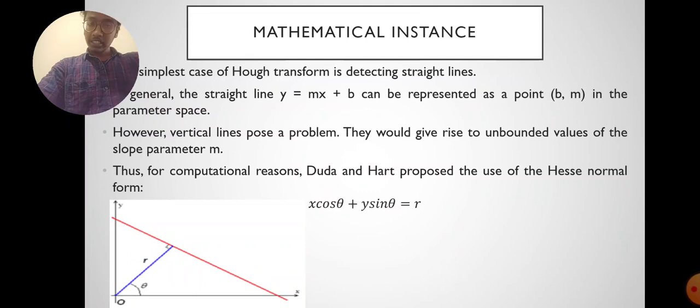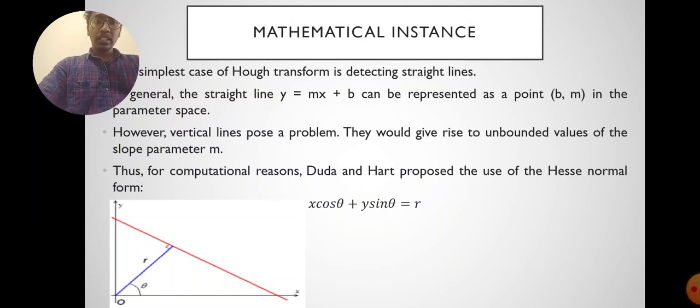So, a mathematical instance. The simplest case of Hough transform is detecting straight lines. In general, the straight line y = mx + b can be represented as a point (b, m) in the parameter space. However, vertical lines pose a problem. They would give rise to unbounded values of the slope parameter m.